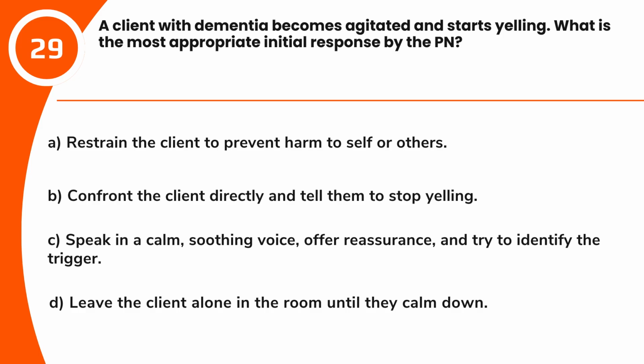Question 29. A client with dementia becomes agitated and starts yelling. What is the most appropriate initial response by the PN? A. Restrain the client to prevent harm to self or others. B. Confront the client directly and tell them to stop yelling. C. Speak in a calm, soothing voice, offer reassurance, and try to identify the trigger. D. Leave the client alone in the room until they calm down.